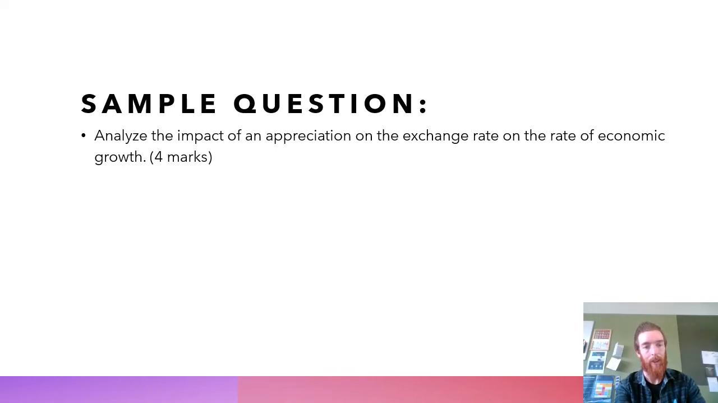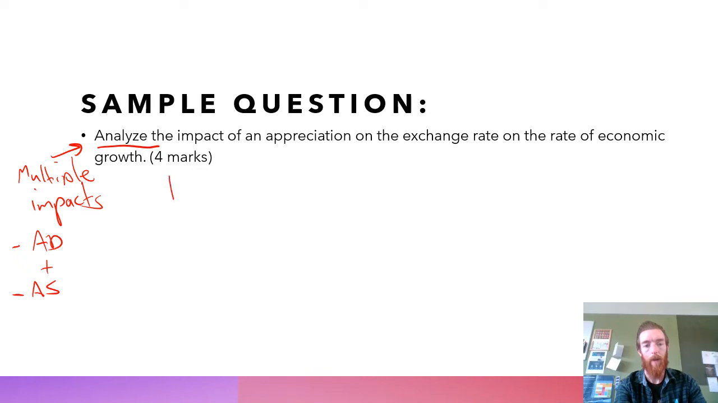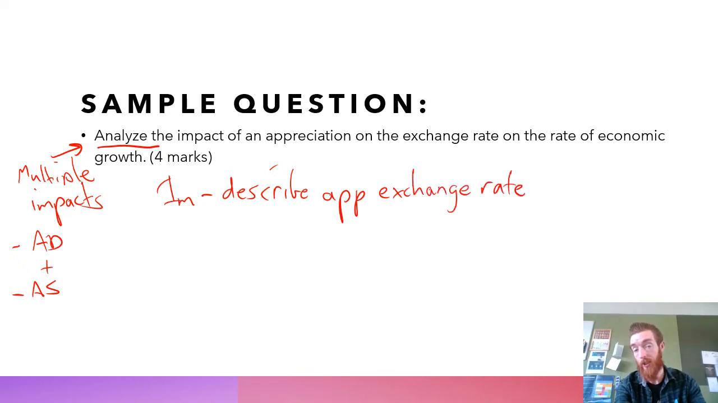Whenever you get a question where it's talking about analyze, often means there's multiple impacts. And in a question like this, I'm going to say your multiple impacts are AD and AS. So that's going to have a different impact on each of them, and you're going to need to point out what they are. So 1 mark is going to be coming from describing an appreciation. So describe appreciation exchange rate. To say what that is, means that our dollar is worth more in relation to trading with our trading partners. Then you're going to get 1 mark for how that impacts AD.